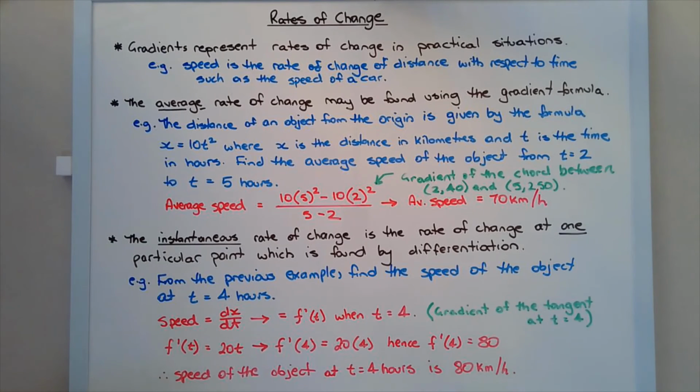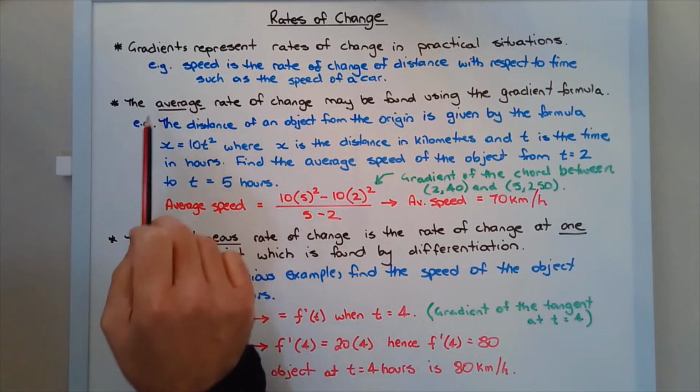Now, when we're asked for rates of change, if we're not told whether it's average or instantaneous, we normally assume that it's instantaneous rate of change unless told otherwise. However, if you're only given 1 point, then it's going to be instantaneous rate of change because there's no other way to work it out. You need 2 points otherwise to work out the average.